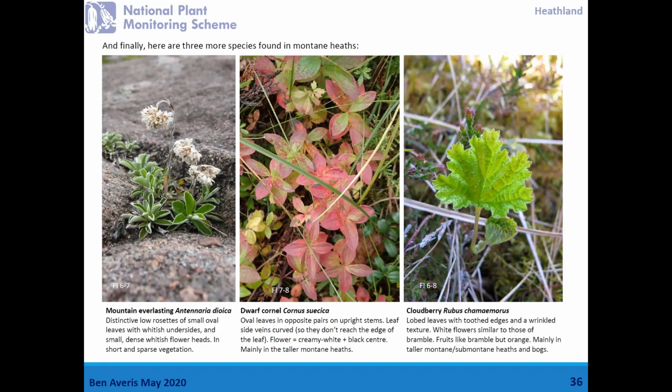Dwarf cornel, the leaves come in opposite pairs, and one pair going on to the next pair further up the stem, they switch around at right angles, so it looks like they're in crosses, in fours almost. And the individual leaves themselves are a bit like dogwood leaves, and it's related to dogwood. All the dogwoods are much bigger shrubs that you get down south in hedges and woods. But that thing where the side veins never actually get right to the edge, they sort of curl back in, well, you get that effect with the dwarf cornel as well. The flowers are creamy white with a black middle.